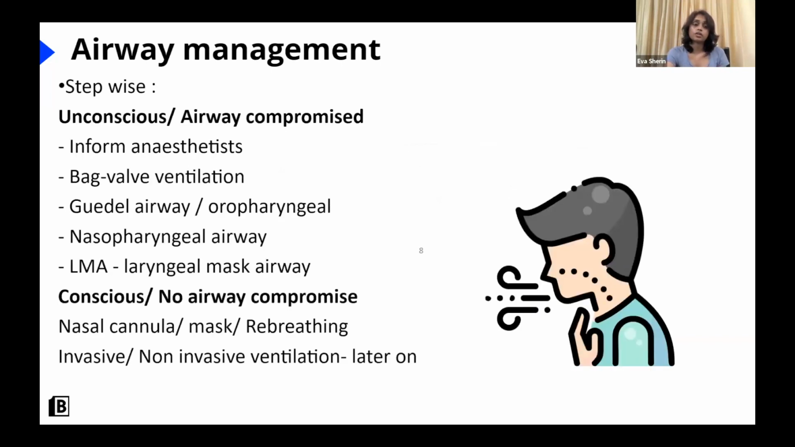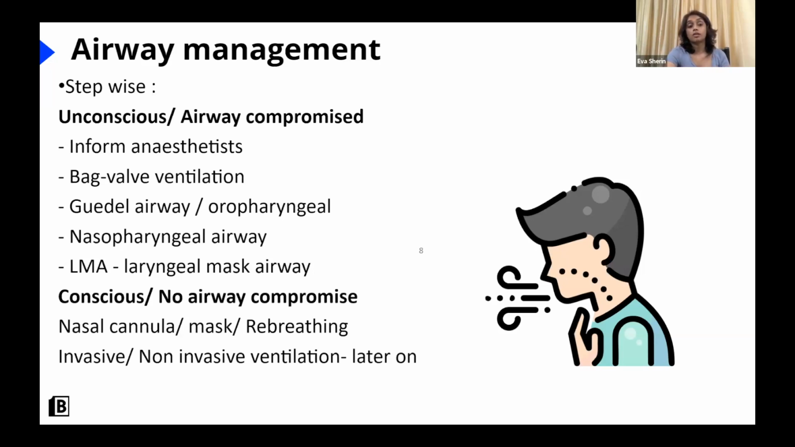Simple way to break it down is to see if the airway is compromised or not compromised, and if the patient is conscious or unconscious. Is the patient speaking to you, responding to you? Even if he's confused, is he able to make any kind of noise, any response, even confused speaking? That means that the airway is patent.